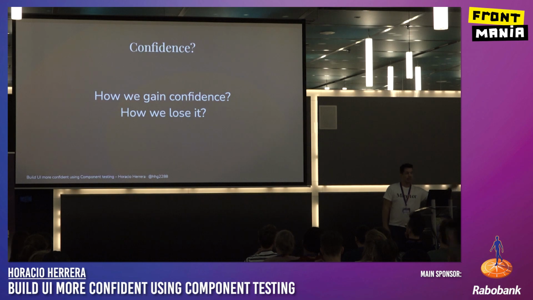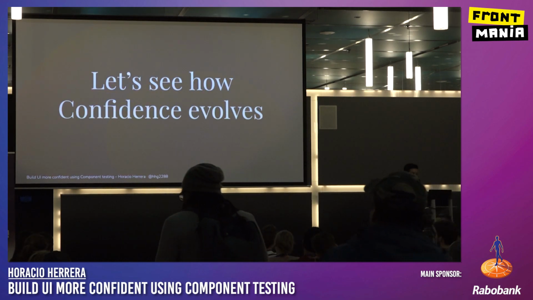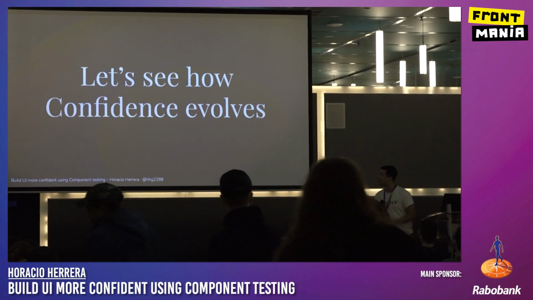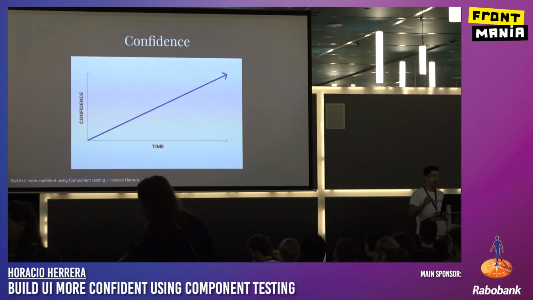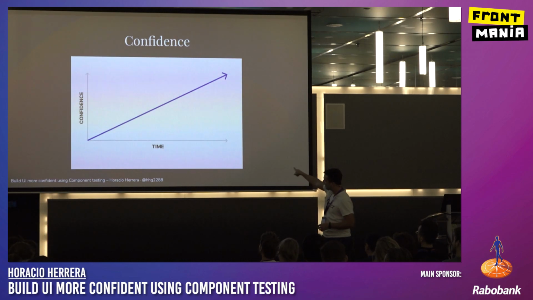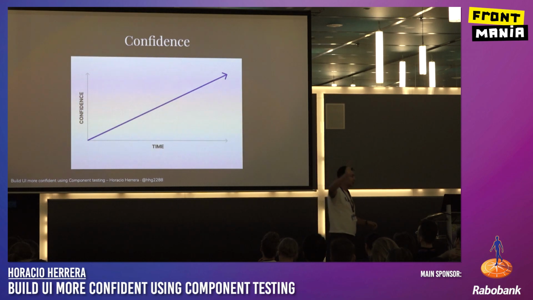So we either gain confidence or lose confidence, right? So how do we gain confidence and how do we lose it? And this is a very scientific explanation of it. Actually, it's my explanation. It's not scientific at all. But let's see how confidence evolves. We think confidence is like this: we have confidence over there, time below, and then gradually as we go through our professional life, we just go up, up, up, and it's a linear trajectory.